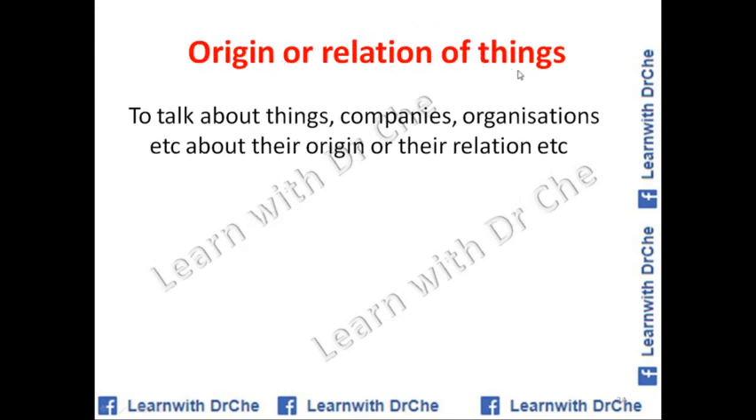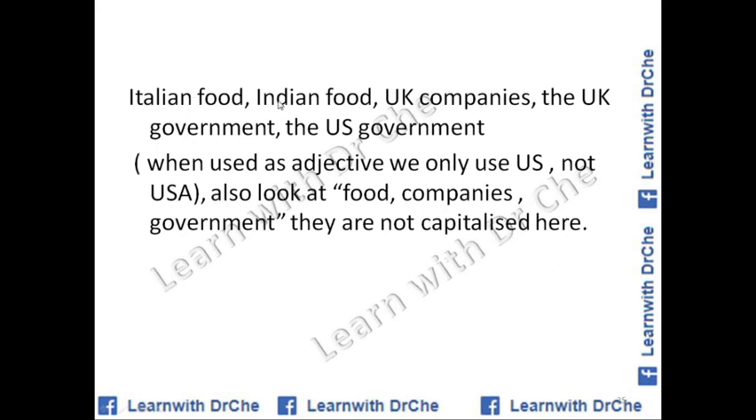Origin or relations of things. We talk about things, companies, organizations, where they have originated, where they belong to. So we use capital letters for their relations. For example, Italian food, Indian food, UK companies, the UK government, the US government. When used as an adjective, we only use US, not USA. Also look at food, companies, government: they are not capitalized. We only capitalize Indian, Italian, UK.